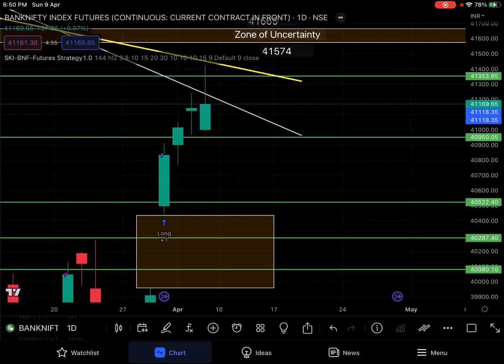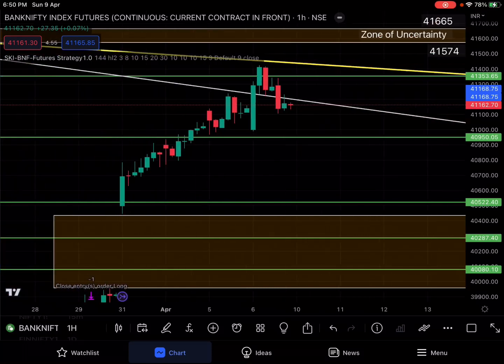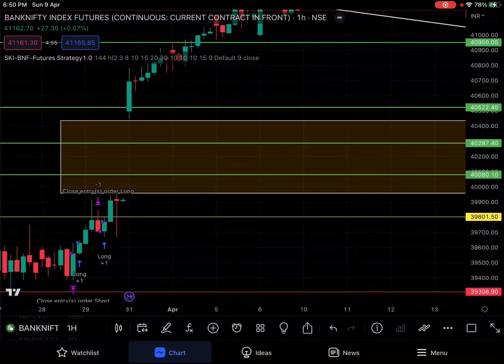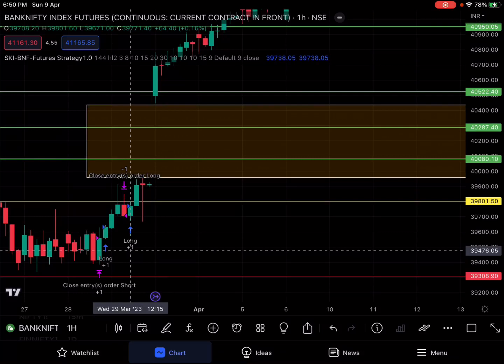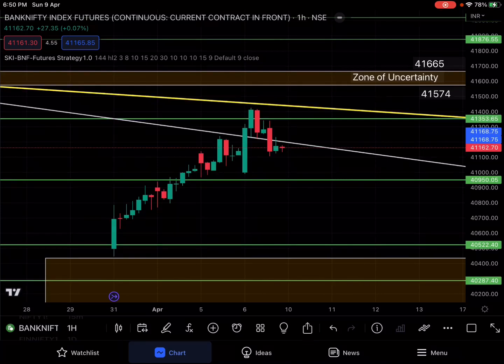If I move this to 1 hour, let me see if I have an exit signal or a short somewhere. Nothing has come. Even on an hourly basis, I entered on 29th March. The closing was at 39,771. I have entered the call with no exit as of now. It is still holding at 41,162. So that's nearly 370 points we have made, which is decent. I would though wait, and the system has not given any exit as of now.